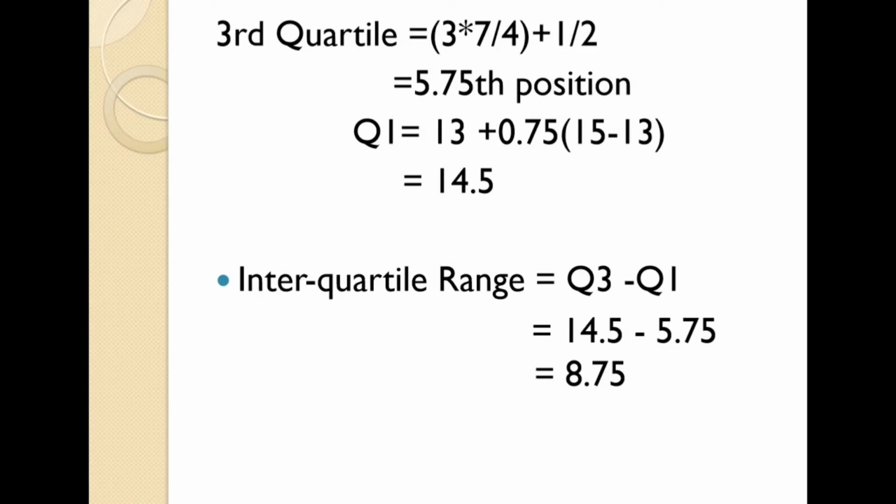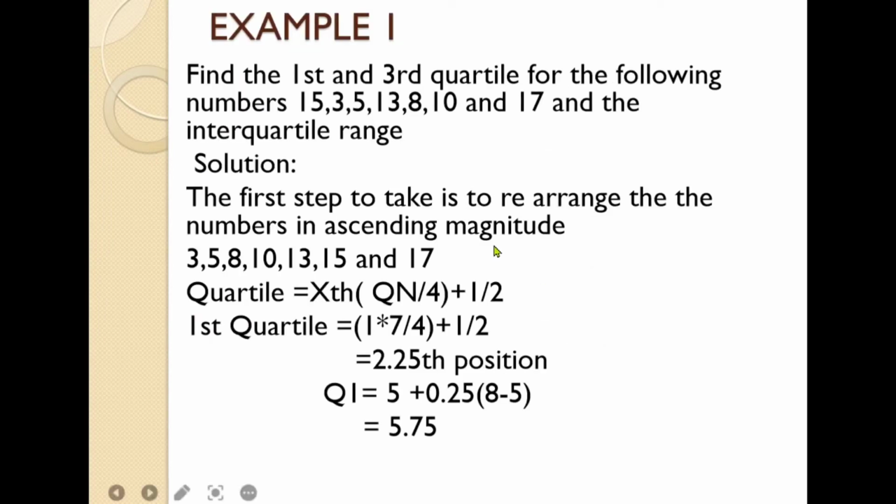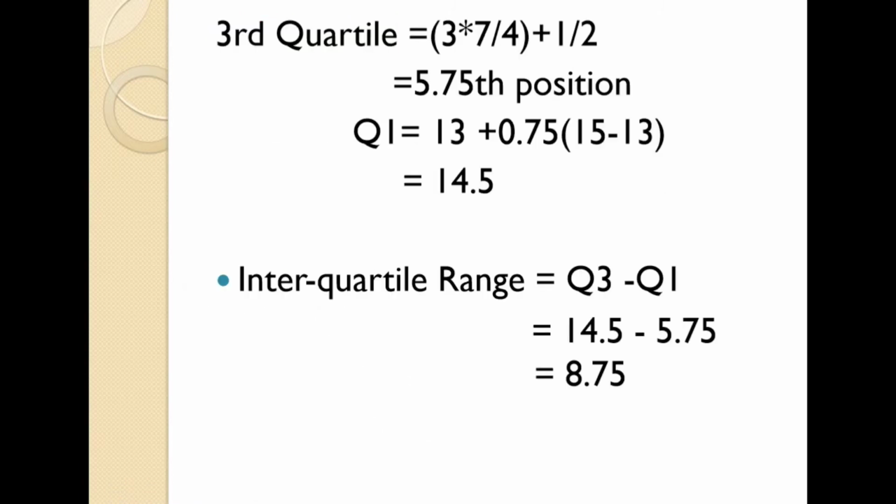So the third quartile lies on the 5.75 position. Now how do we get that? We look at the data set. This is the first position, the second, the third, the fourth, and the fifth. So the fifth position is 13. And then we'll look for the 0.75 of between 13 and 15. So the same way we saw for the initial one. So that will be 13 plus 0.75, which is the remaining of the 5.75 position, into bracket 15 minus 13. And so that gives us 14.5.